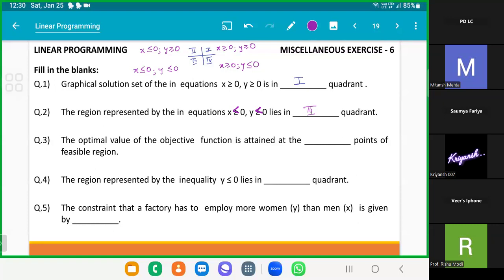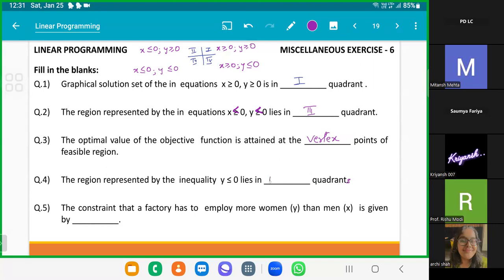What about the third question? The optimal value of the objective function is attained at which points of the feasible region? It is always at the vertex. Absolutely correct. The region represented by the inequation y less than 0 will lie in which quadrants? Y is negative. Can I say y is negative in the third and the fourth quadrant? Right? So third and the fourth quadrant will be the negative part.